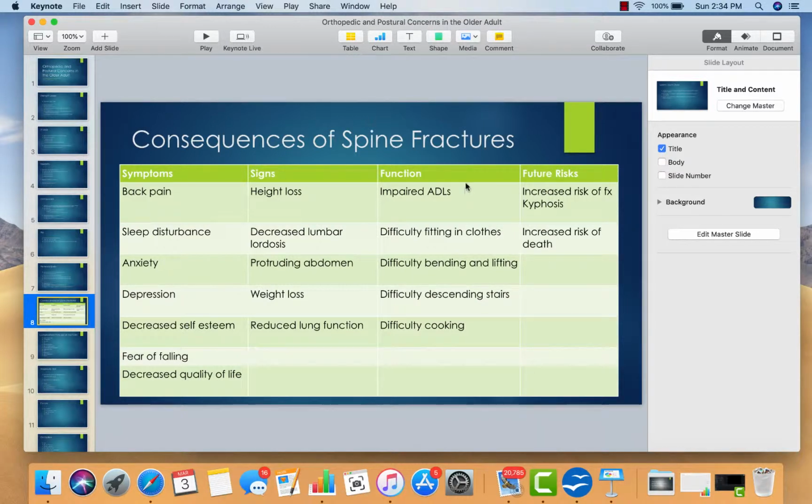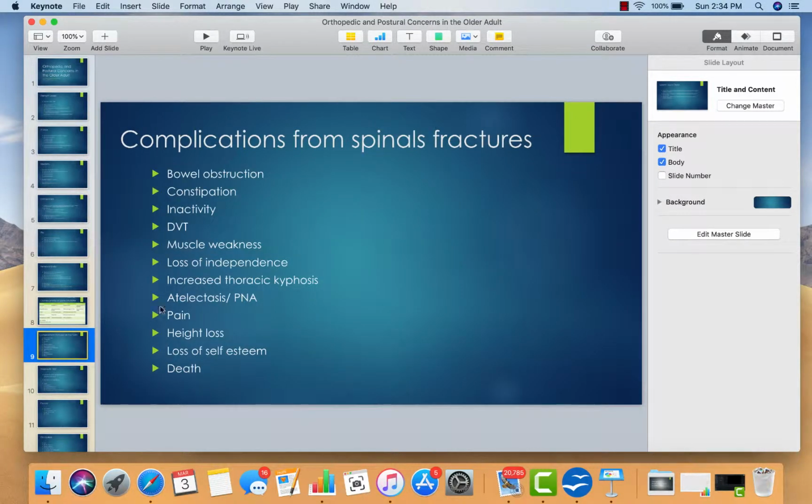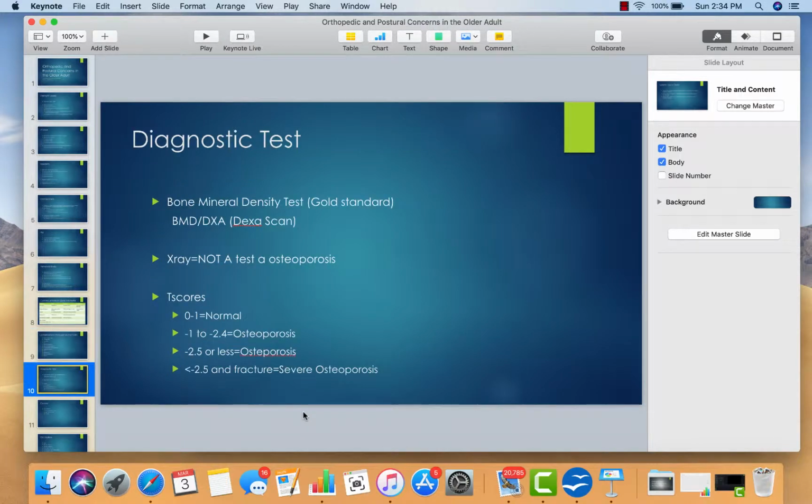So again, functional consequences: impaired ADLs, difficulty fitting in clothes, difficulty bending and lifting, difficulty descending stairs, difficulty cooking. So some of the complications: bowel obstruction, constipation, inactivity, DVT, muscle weakness, loss of independence, increased thoracic kyphosis, and with that occurs a lot of pulmonary things. So we see atelectasis, pneumonia, pain, height loss, loss of self-esteem, and death.